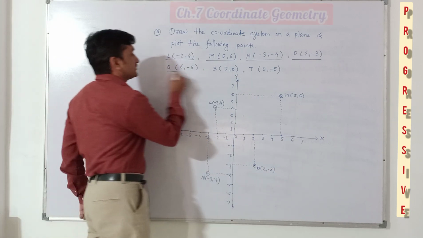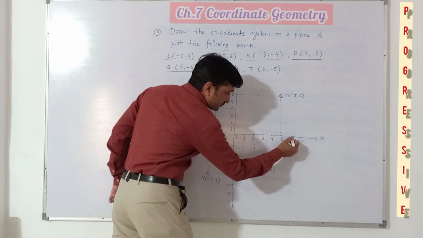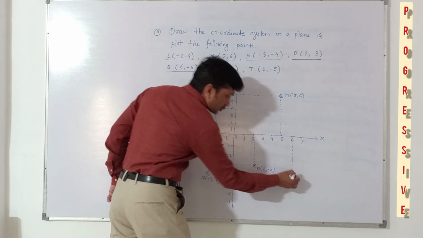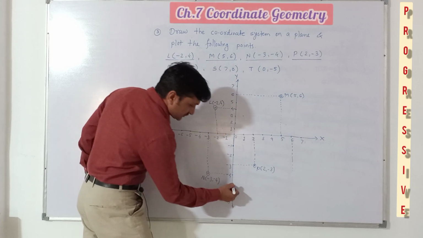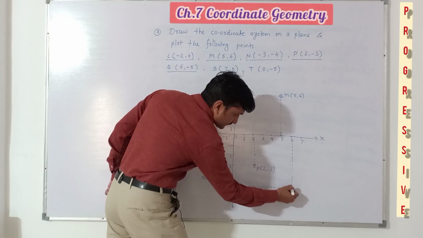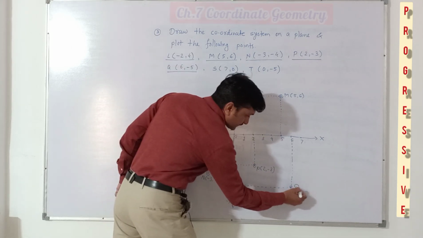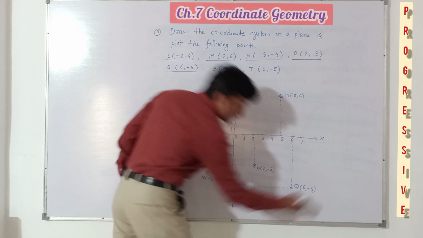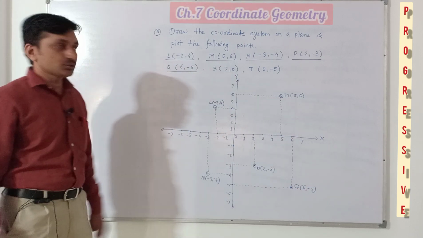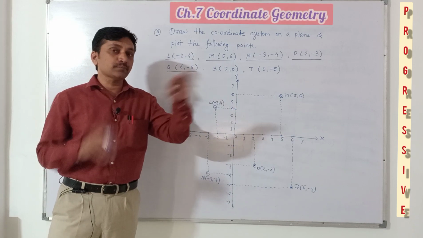Q, 6, -5, positive, negative, same. 6 is here, draw dotted line, and -5 is here, straight using scale. Now here is next point Q, 6, -5. Their position you should know, and always first point you see on x-axis, second point on y-axis.